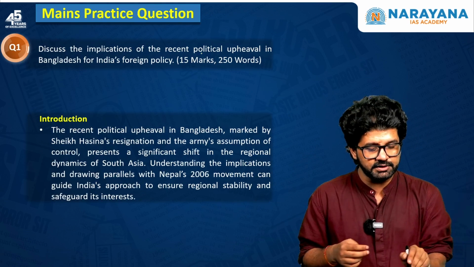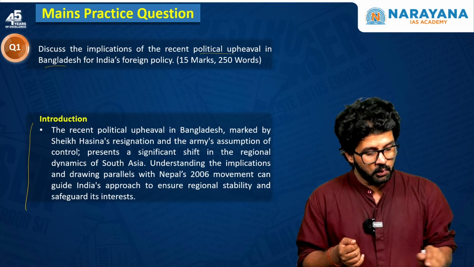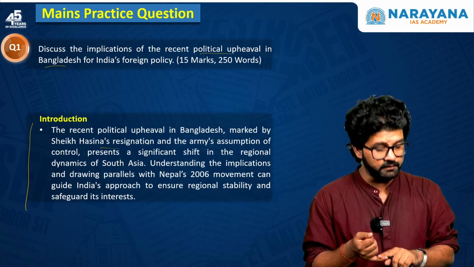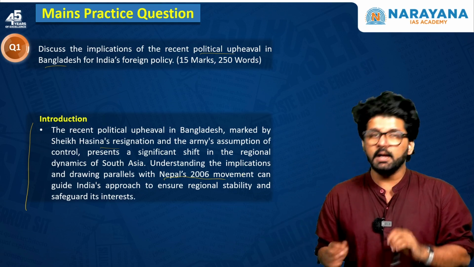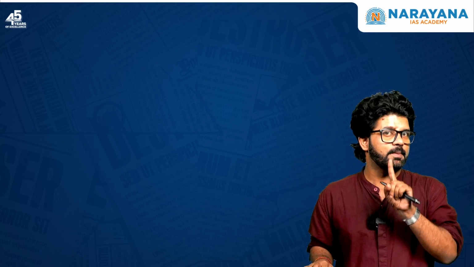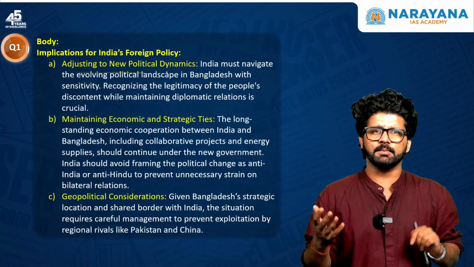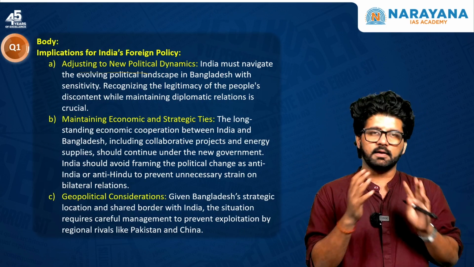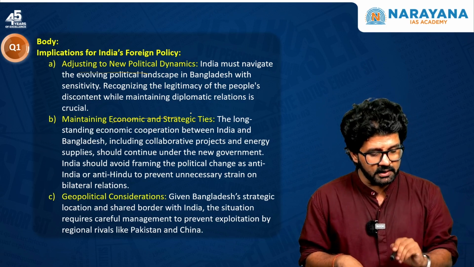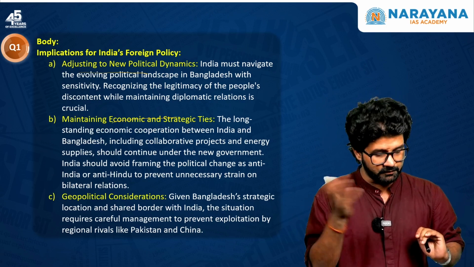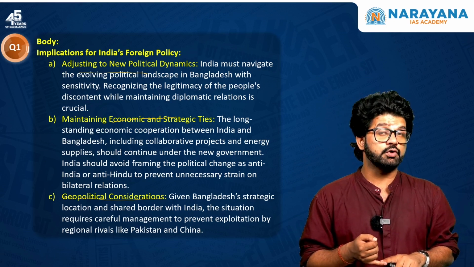Now, mains practice question. Discuss the implications of the recent political upheaval in Bangladesh for India's foreign policy. Here you will talk about what has happened: Sheikh Hasina's resignation, the army's assumption of control, and what India should do. How India should learn or draw parallels from Nepal's 2006 movement and accordingly react. Wait and watch is the best policy right now, which we are doing. So, the body: adjusting to new political dynamics. Whatever new government comes, even if the army is in control, we should not be too hostile. Like what happened in Afghanistan, we can learn from that as well. Maintaining economic and strategic ties should continue irrespective of whichever government comes. Geopolitical considerations: Pakistan and China will be getting active now, and we should be very mindful of that.